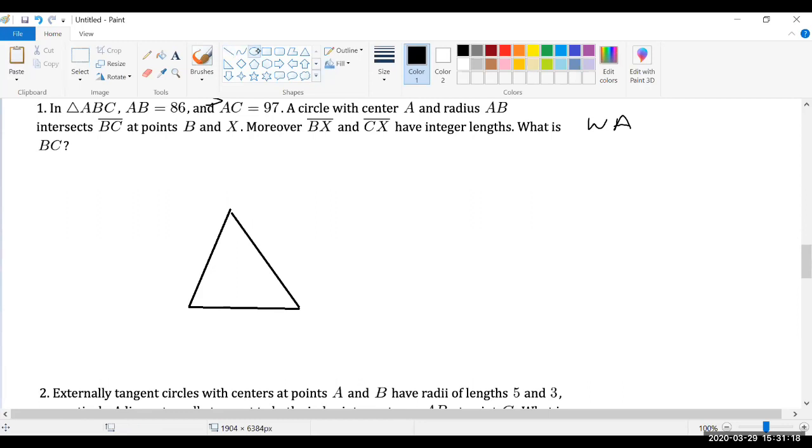Okay, so let's go through what we have so far. We have triangle ABC, AB is 86, and AC is 97. So this is point A, point B, and point C. A circle with center A and radius AB intersects BC at points B and X. So let me draw that in.